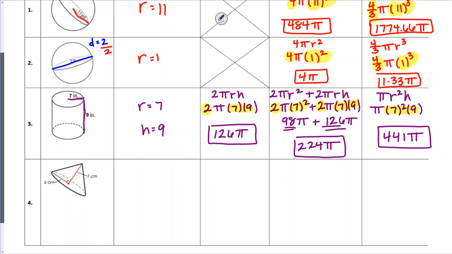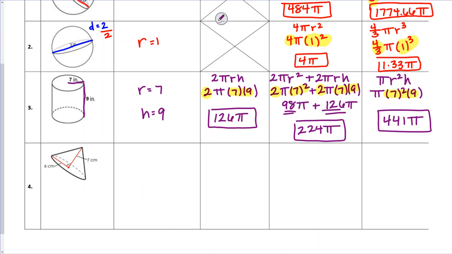Okay, problem number 4. Problem number 4 is a cone. Cone creates a little bit more work here, because remember the cone, we usually have to use our a squared plus b squared equals c squared.